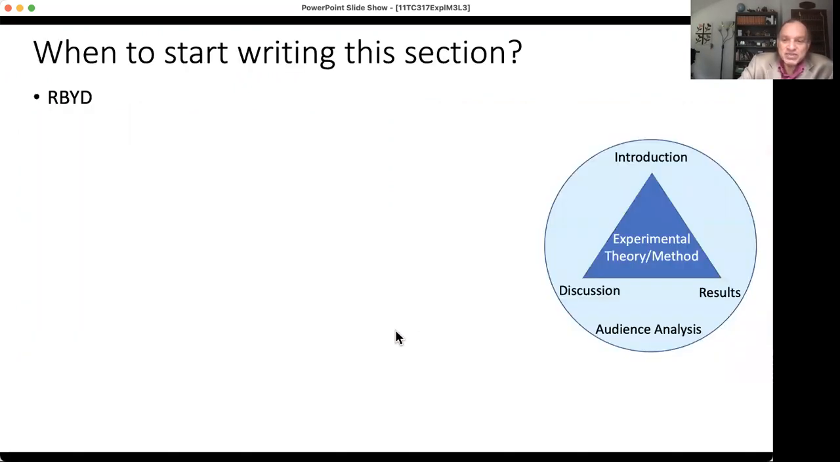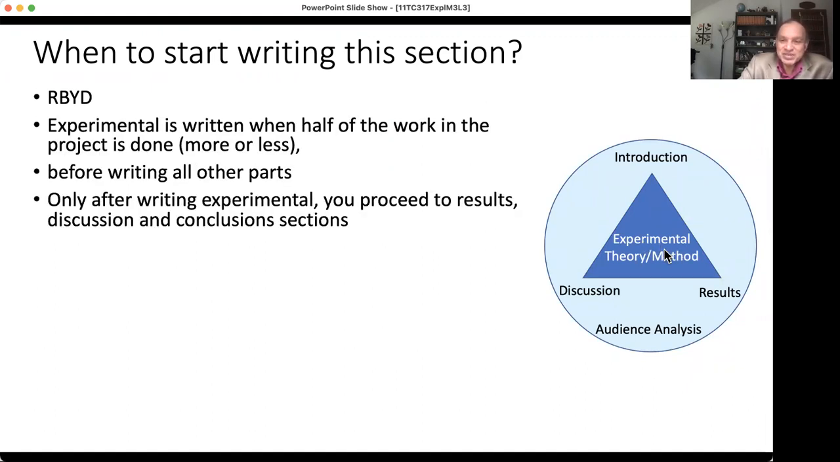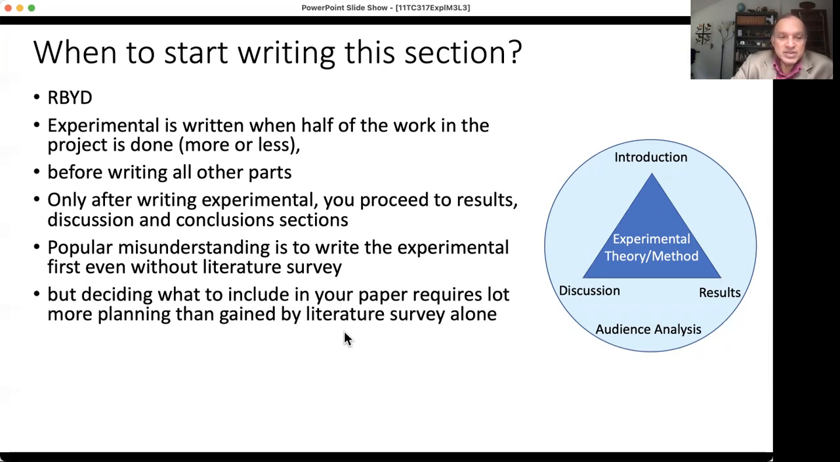So when to start writing? Well, this is the first one I would say, more or less before you do anything else: write the experimental section first. A popular misunderstanding is to write the experimental section without a literature survey, and that's another thing that is misunderstood, because only after you have done a survey do you know which experiments are new and which are already repeats. So the new experiments you're going to write with a brief reference to the already known experiments. So by now, the literature search should be pretty well done in order to write the experimental.